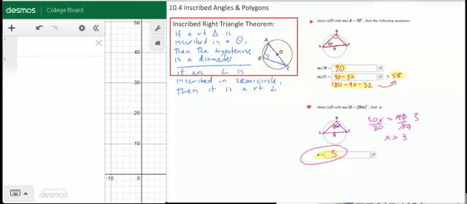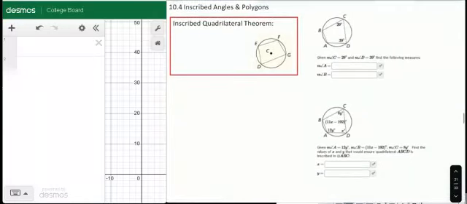Right. The final relationship that we're going to look at here continues to be built on these inscribed angles. We just looked at if you have a triangle inscribed in a semicircle. What happens, though, if you have a quadrilateral inscribed in a circle? Okay, so if you have a circle where you have four inscribed angles, right? So this is a quadrilateral inscribed in a circle.